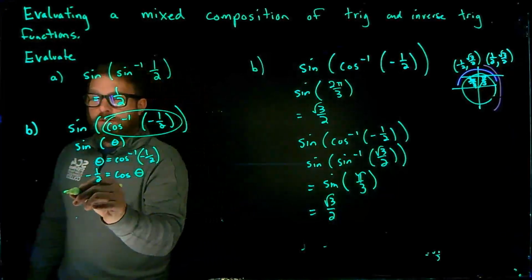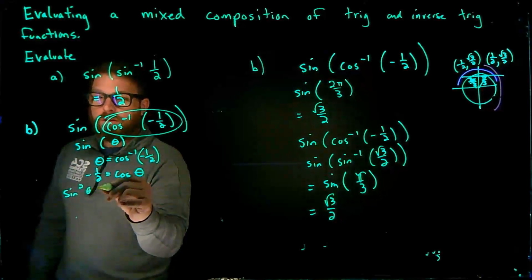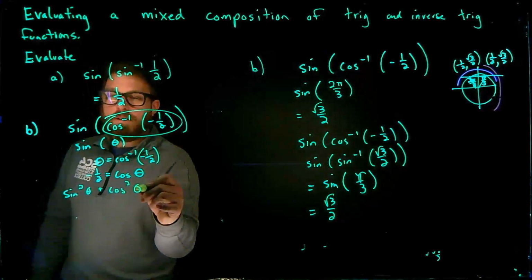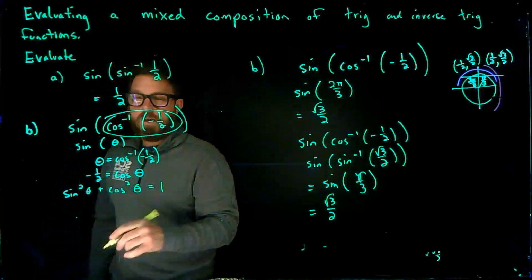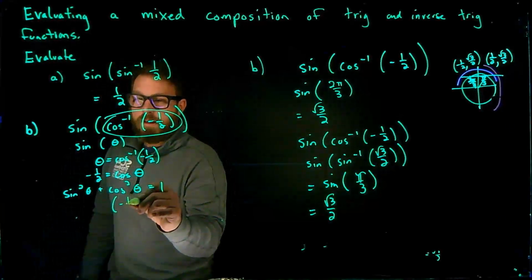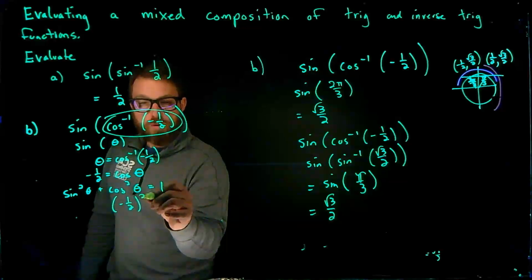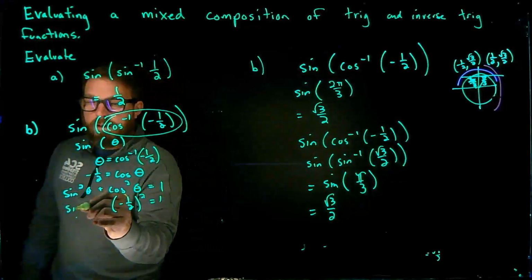Now we can use the Pythagorean theorem. The sine squared of theta plus the cosine squared of theta is equal to 1. And the cosine of theta is going to be equal to negative 1/2. So this is the cosine squared, and we still have the sine squared of theta.